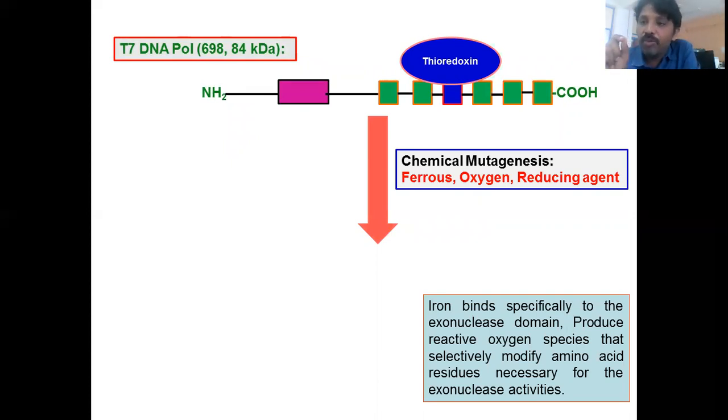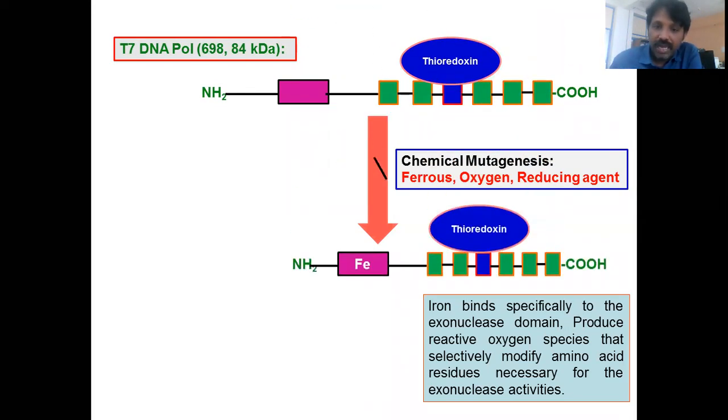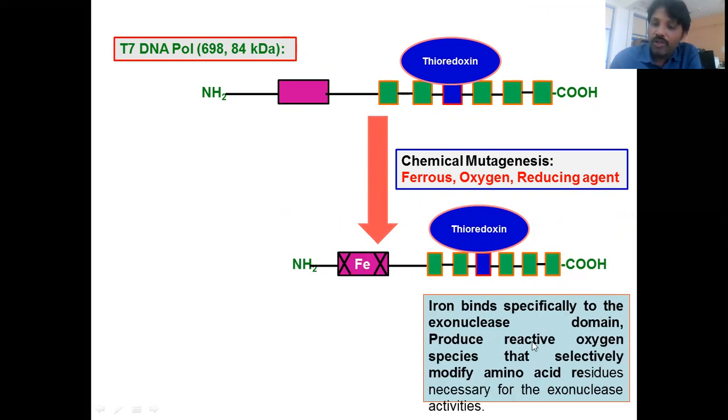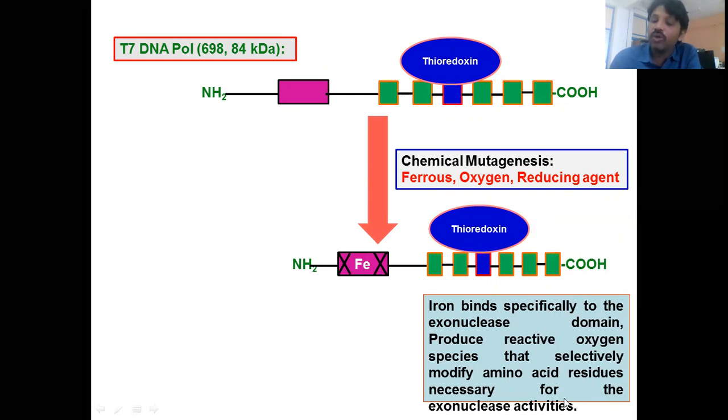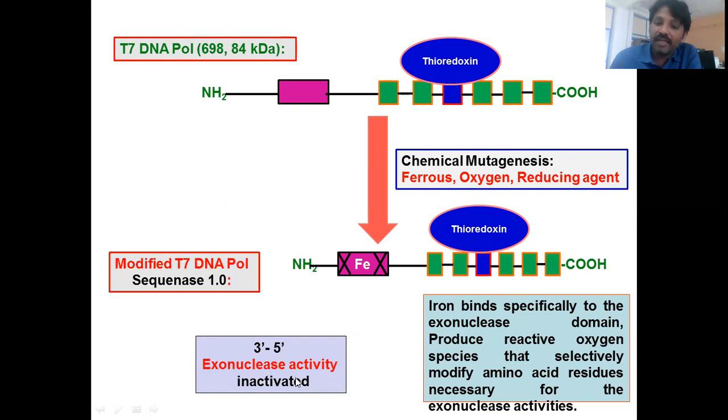Because the iron is able to bind with the metal ion binding site, right? You see, iron is bound to the exonuclease activity site, then it is modifying the amino acids around that, and inactivates the exonuclease activity. See, iron binds specifically to the exonuclease domain, produces reactive oxygen species that selectively modify amino acid residues necessary for the exonuclease activity. So this 3' to 5' exonuclease activity is inactivated.